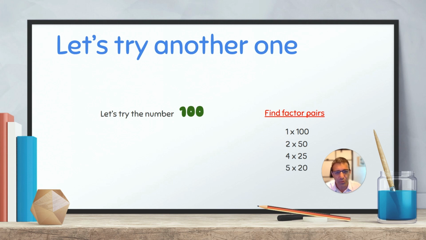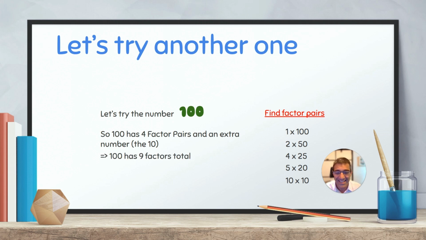And then there's a bit of an odd one out at the end here with the 10, because 10 is multiplied by itself, so it's like 10 times 10. So that's not really a factor pair, but 10 is definitely a factor of 100. So 100 has 4 factor pairs and then an extra little 10 hanging out here. So we'll say that 100 has 9 factors in total. And if we list them in order, it'll be 1, 2, 4, 5, 10, 20, 25, 50, and 100. And these are all the factors which make up the number 100.